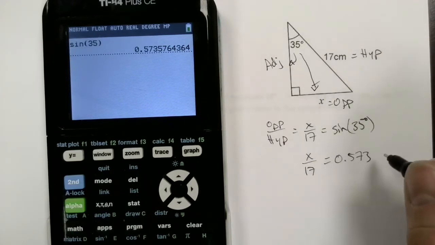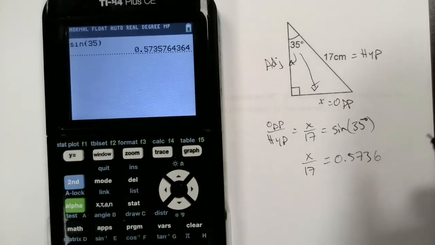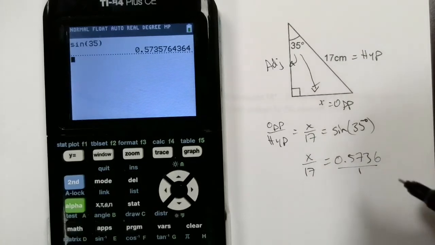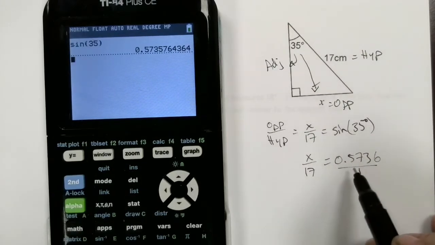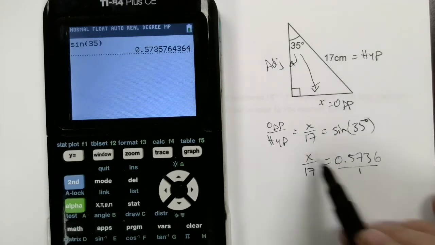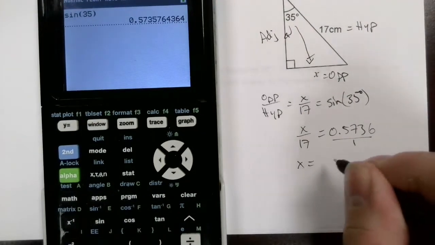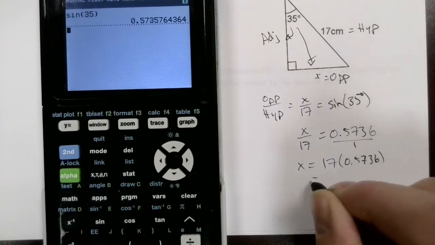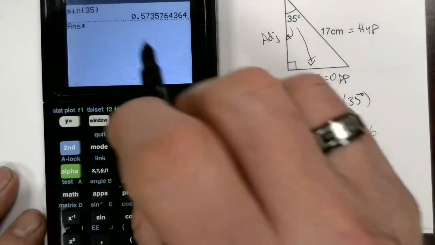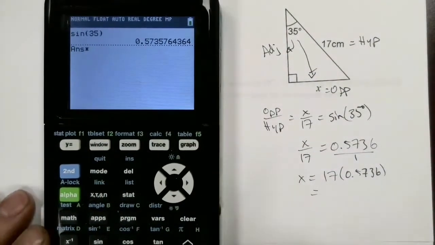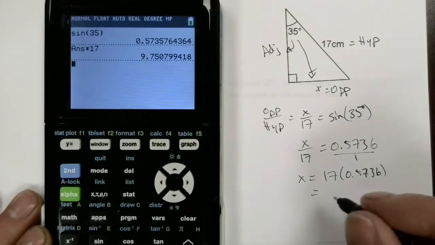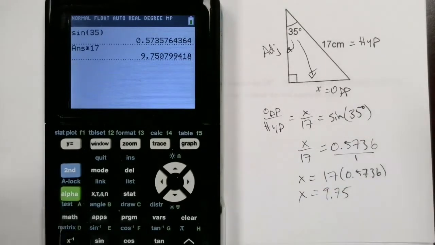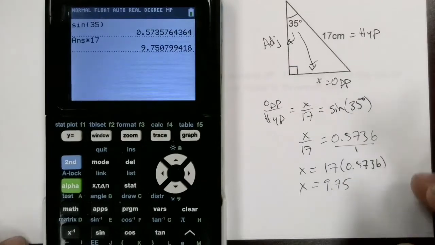So this is going to be 0.573, and I'm going to round it to 4 decimal places. That's usually pretty standard here. But I'm going to leave the decimal on my calculator. So down here, I recognize that I could probably write this as x over 17 equals 0.5736 over 1. I can cross multiply and get 17 times 0.5736. Now, when I multiply that out, though, I'm simply going to use the full decimal that I got there. So multiply by 17, and I get 9.75, which is probably more decimals than I needed. I probably could have gone to the nearest tenth and been good with that, but there you go.